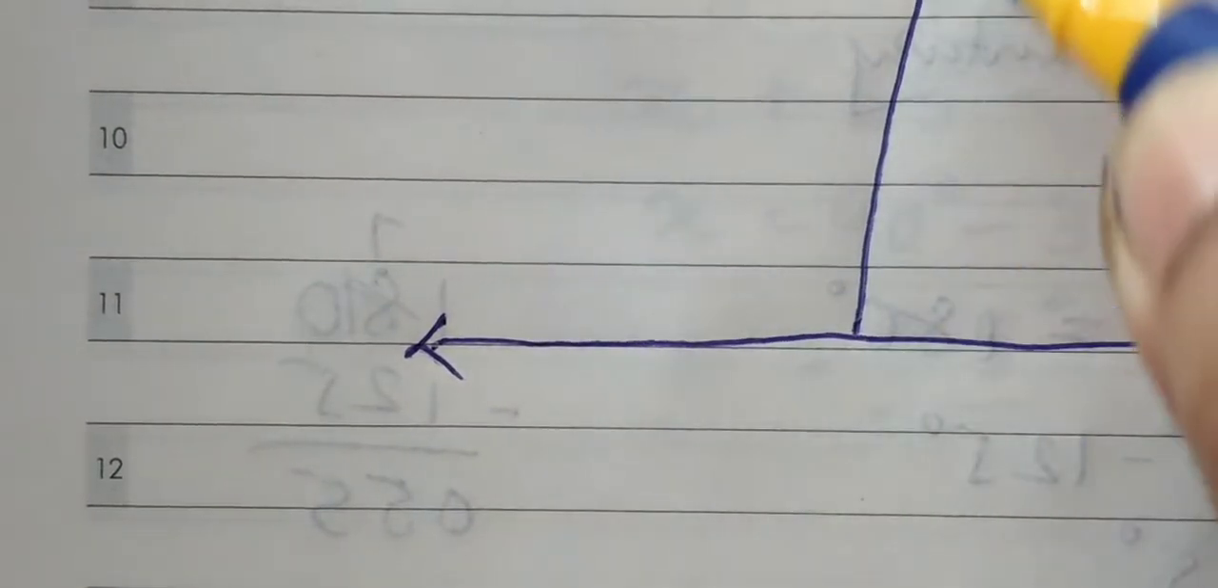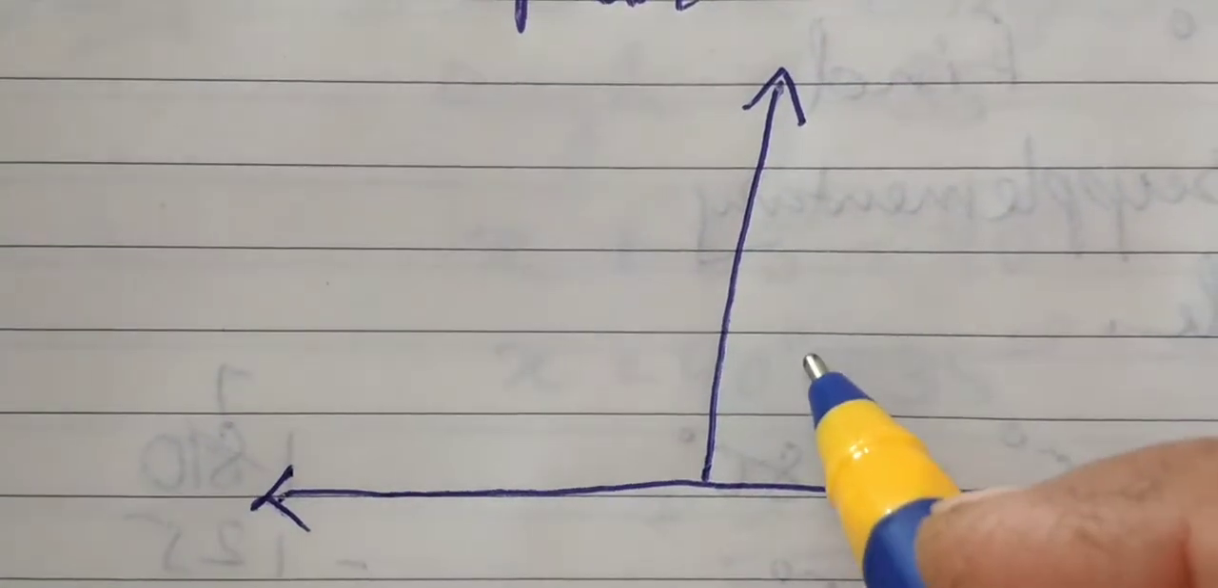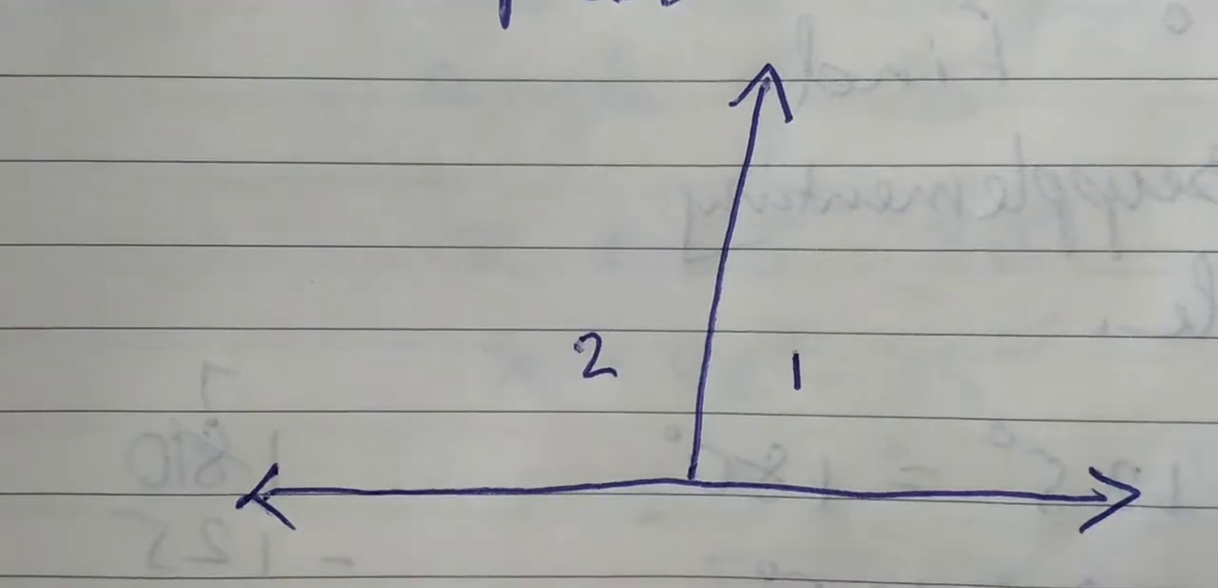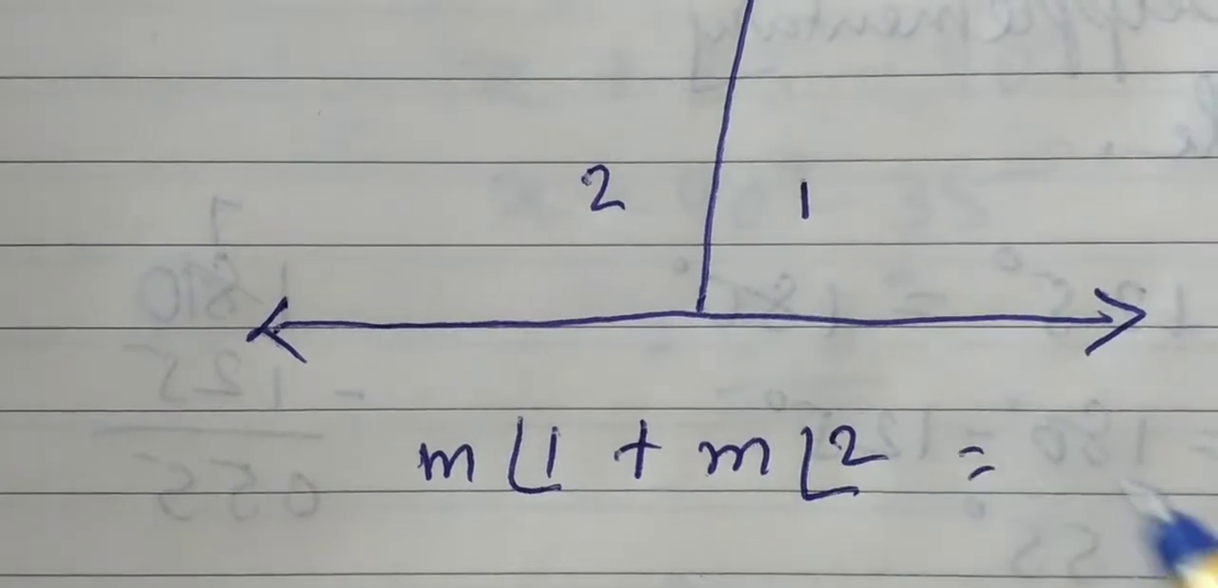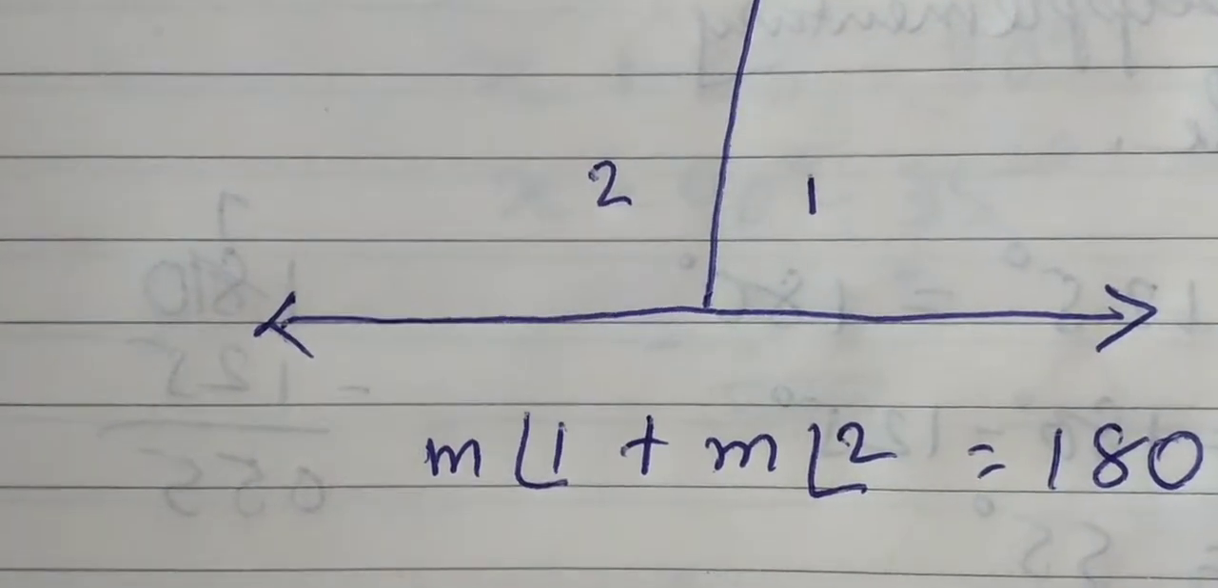Now we are going to talk about linear pair. Our next topic is about linear pair, related angles. The fourth one we are going to talk about, and how they are formed. This is a line which is being intersected by a common line segment or a ray, and when you add these two adjacent angles, measure angle 1 and measure angle 2, it gives you 180 degree.